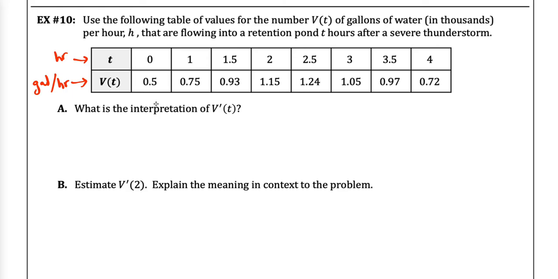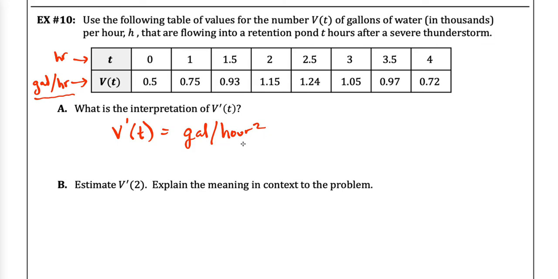Gallons of water per hour? Close. So the function that we were given to start with is in gallons per hour. So what would be the derivative of V? What would be the derivative of gallons per hour? Gallons per hour per hour. Yep. It's gallons per hour or gallons per hour squared.